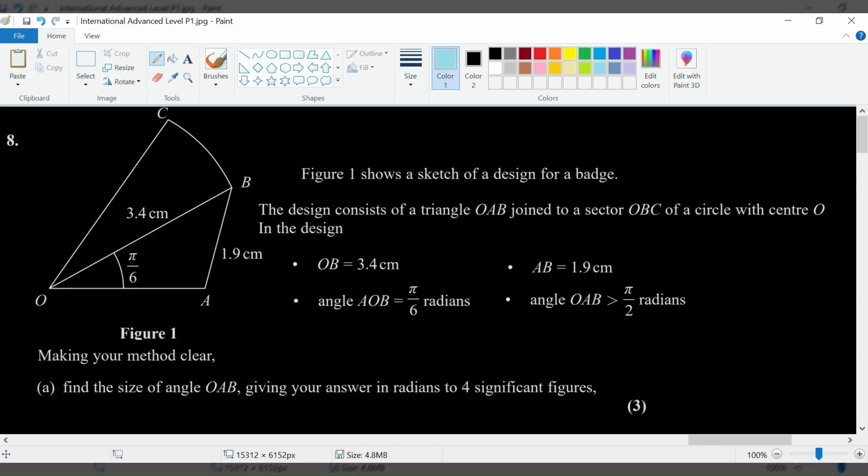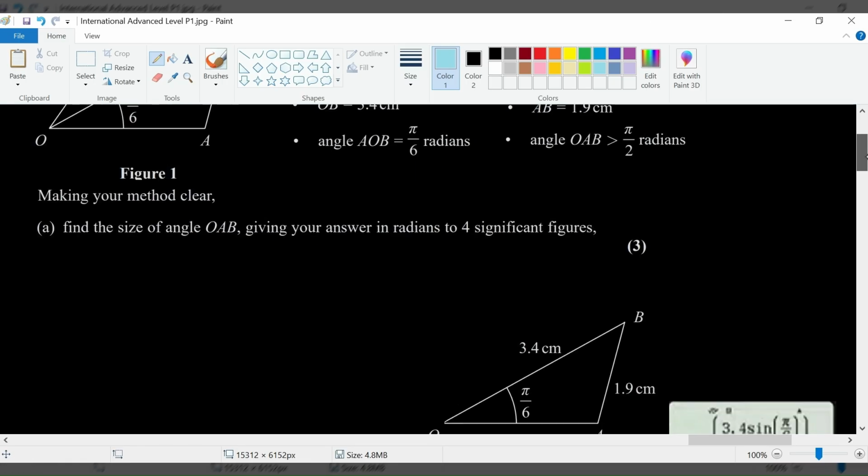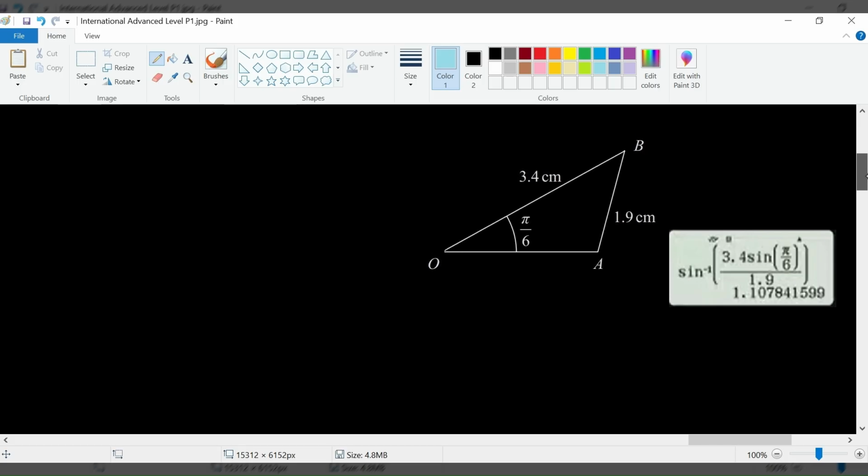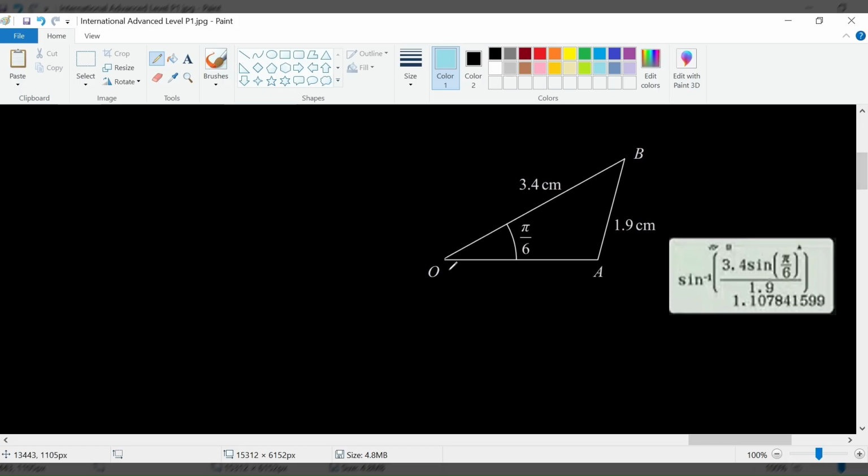In the design, OB is 3.4, AB is 1.9, and as you can see, angle AOB is pi over 6 radians. So always remember these calculations are in radians. So be extremely careful about your calculator and the settings in your calculator. Angle OAB is pi over 2 radians. Now, making your method clear, make sure to show all the workings. So first of all, we are going to work with this triangle that we see. This is taken out from that particular badge.